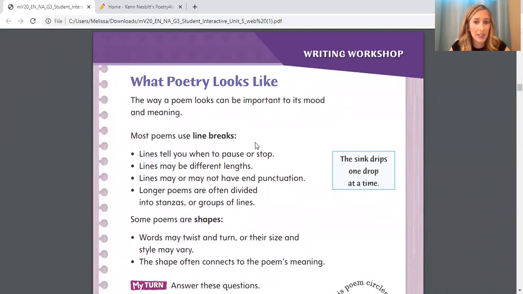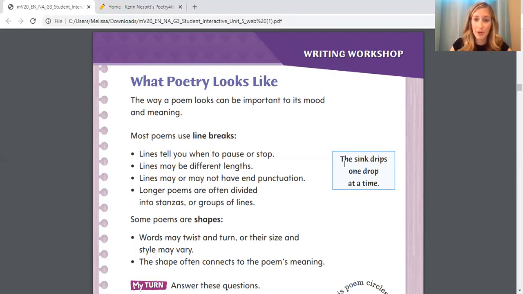The way a poem looks can be important to its mood and meaning. Most poems use line breaks, okay? So what that means is a line tells you when to pause or stop. Lines may be longer or shorter. They can be different lengths. Like we talked about before, sometimes in poetry, these lines have punctuation. Sometimes they don't. You might see periods or exclamation points or question marks. You may not. Longer poems are often divided into those stanzas, those poem paragraphs, like I like to call them, which is a group of lines.